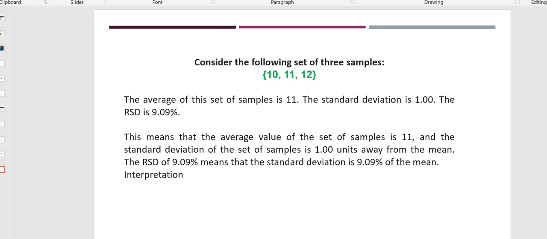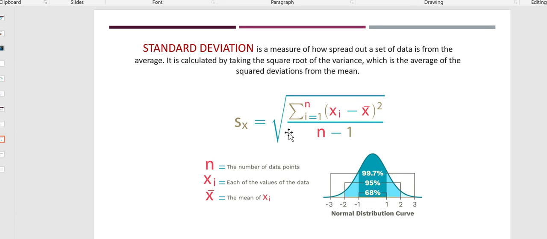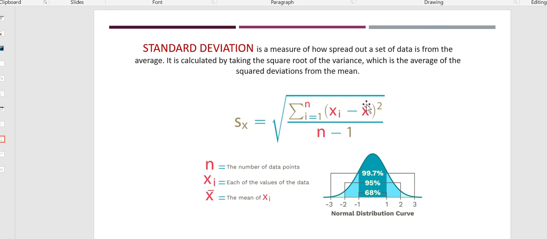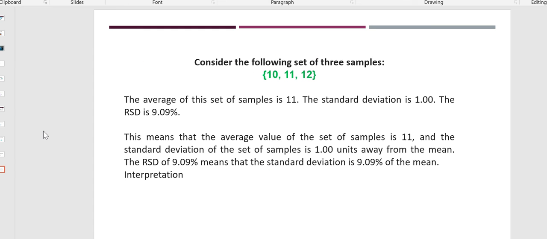So for getting the standard deviation, again I use the formula of standard deviation, that is this one. In this way the standard deviation comes out to be 1. As you can see, I put the mean value here, that is 11, and the individual values here: first 10, then 11, then 12 from my data points. Then the total number of data points is 3, so 3 minus 1 comes out to be 2, and then I take the square root of the answer, which gives the standard deviation. Okay, so in this case the standard deviation comes out to be 1.